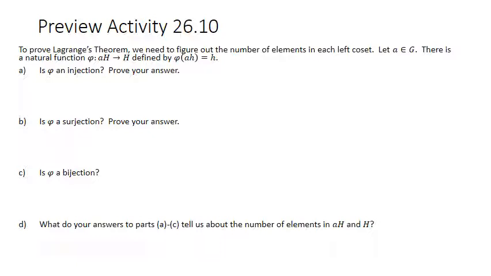Okay, so let's go over these answers here. So part A is by an injection. So the answer here is yes, and let's prove it. I'm just going to do the proof the same way I do the proof of every injection.